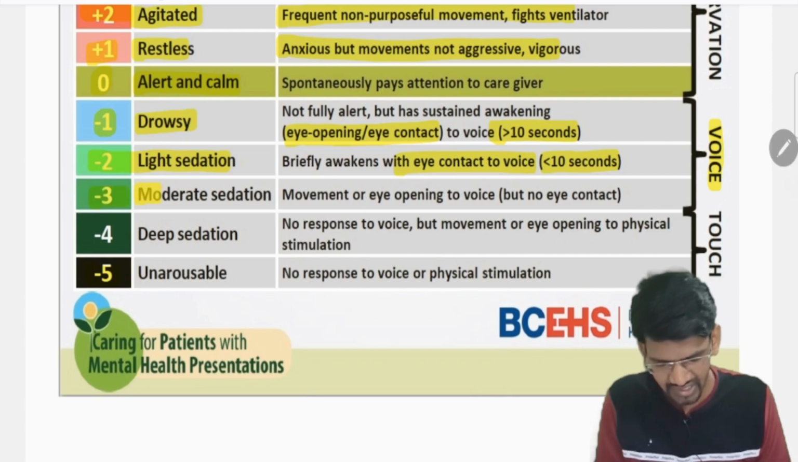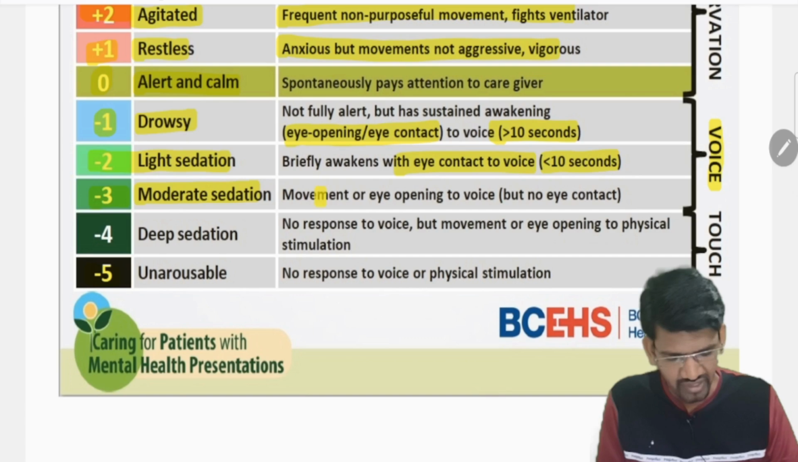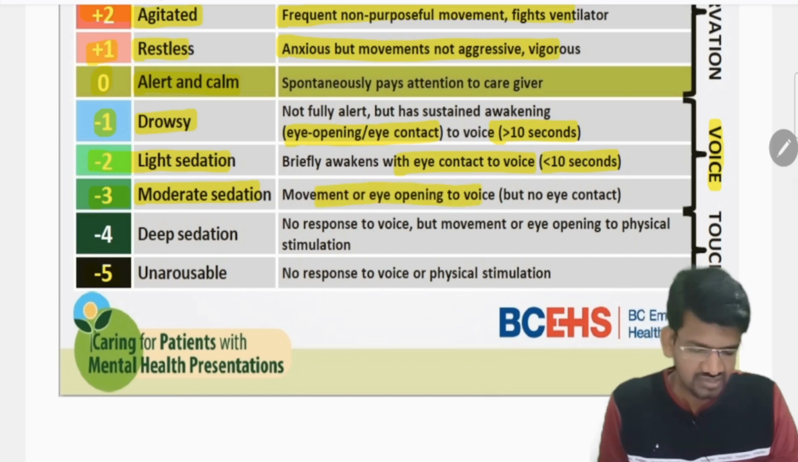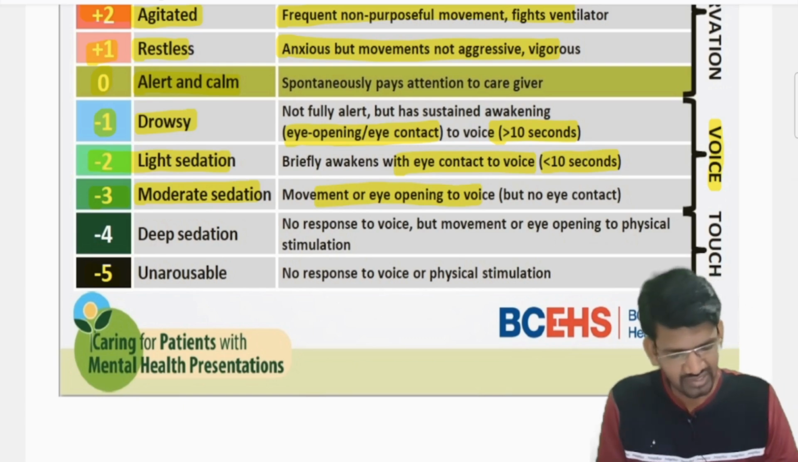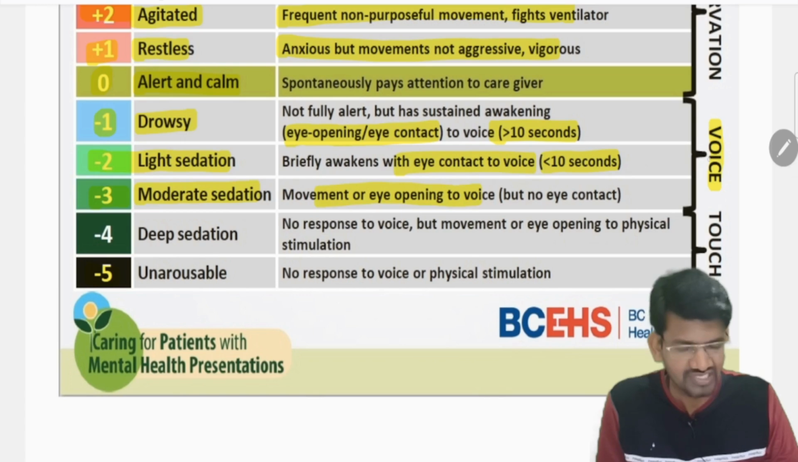Then -3 is moderate sedation, where the patient is just opening the eyes, or makes eye movements, but there is no eye contact to your voice. Then it is a score of -3. So these three levels are assessed by giving the voice command.